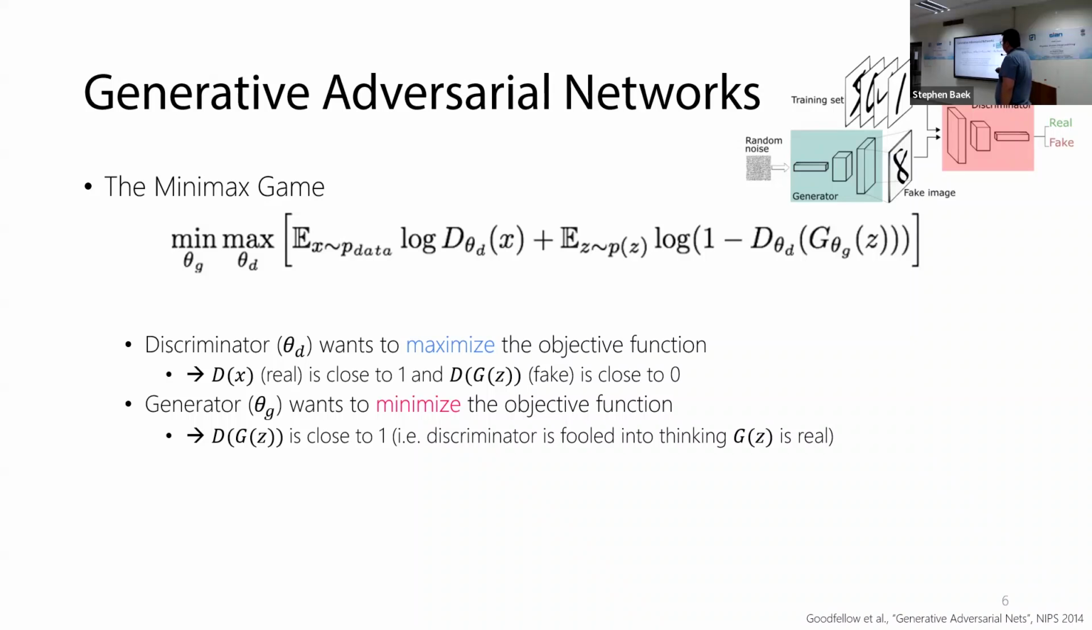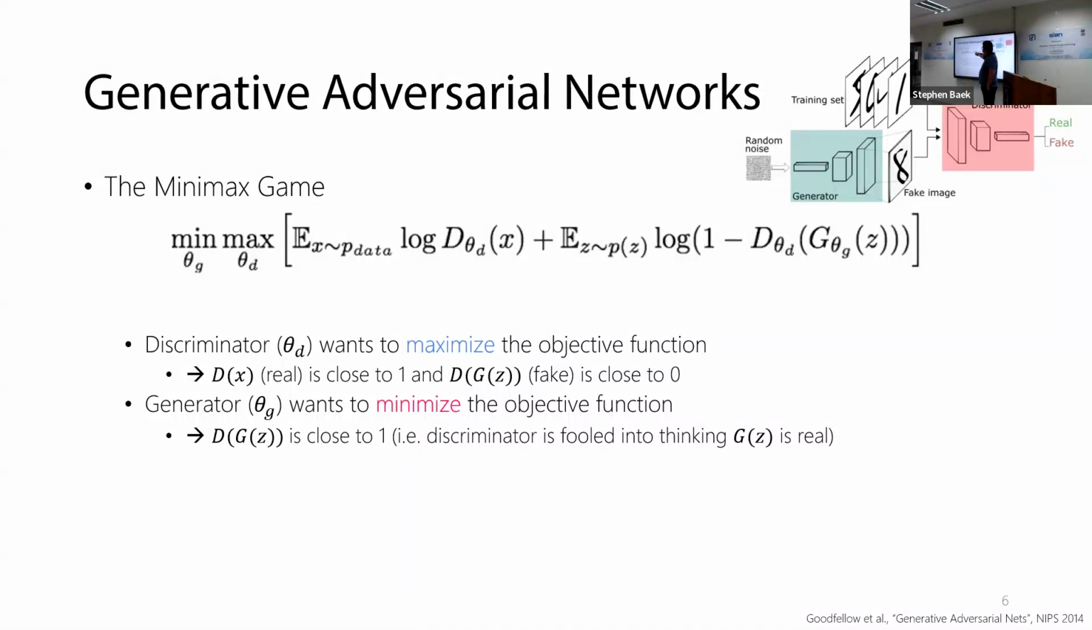And then the generator, theta g, is trying to minimize the same objective. Now the objective has two terms. The first term, we have the expected log of D theta d of x, where x comes from the real data distribution. So p data is the distribution of the real images. So from a real image data set, you sample an image x is basically what this represents.